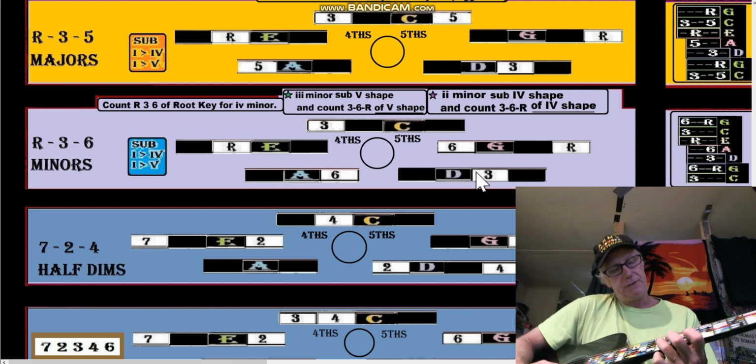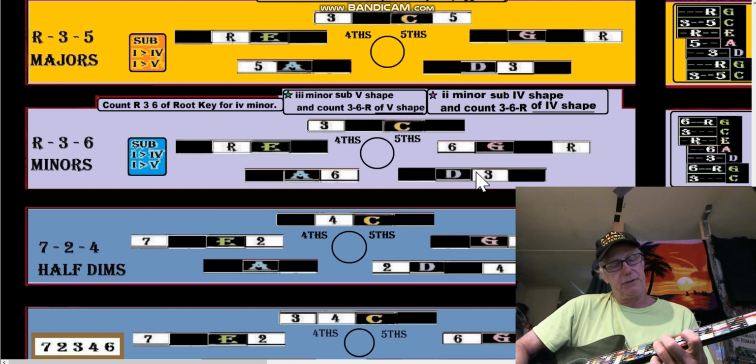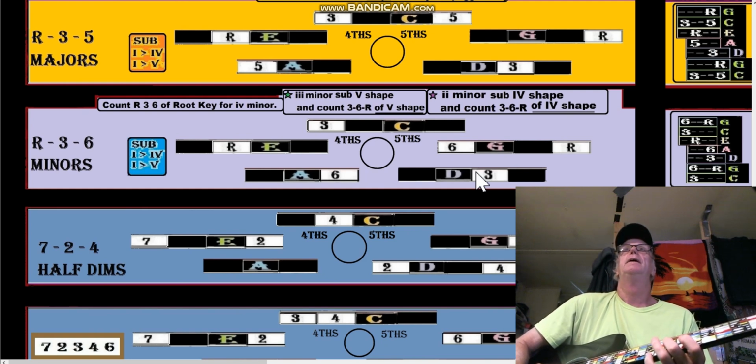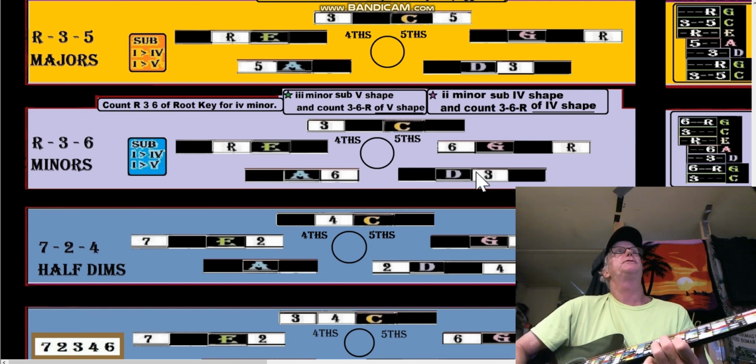We go to D is the third. So we essentially want to go to the B there. So there's the first note of our D minor shaped E minor. Then A is going to be its 6th, and E again to the root. So that's how we would substitute that.